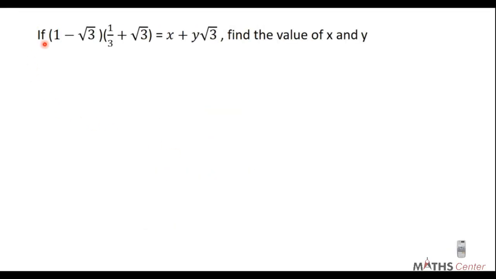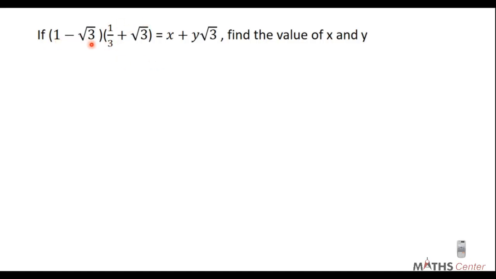The question is saying that if 1 minus square root of 3 in one bracket, 1 over 3 plus square root of 3, is equal to x plus y root 3, find the value of xy. Now when you are being given a question like this, all you need to do is to first multiply these two binomials that you have been given, then express your answer in this form. Now this is what I mean. Let's first begin with the multiplication.